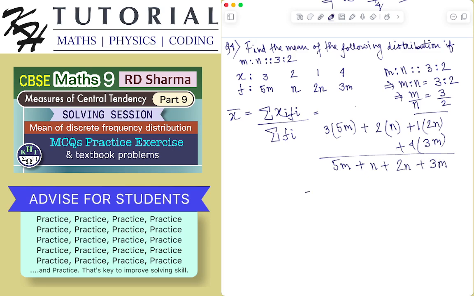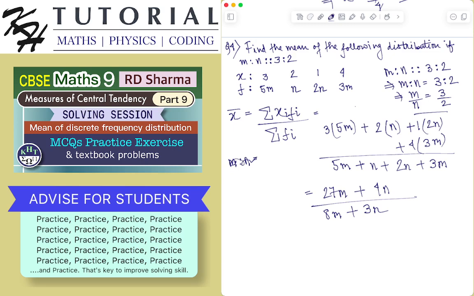If I further simplify, this becomes 15m plus 12m is 27m, and 2n plus 2n is 4n, divided by 8m plus 3n. So this is the mean. No, sorry, this should be the mean, but it is also given that m by n is 3 by 2. So we have m by n is equal to 3 by 2.